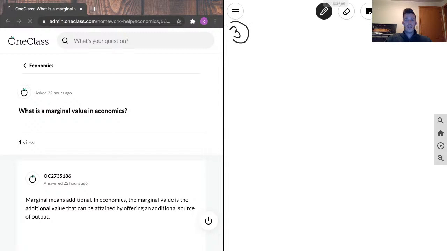Question 3 reads, what is a marginal value in economics? And what our junior tutor's written is that marginal means additional. In economics, the marginal value is the additional value that can be attained by offering an additional source of output. So you'll probably hear this a lot in your early micro and macro courses. Economists think at the margins.